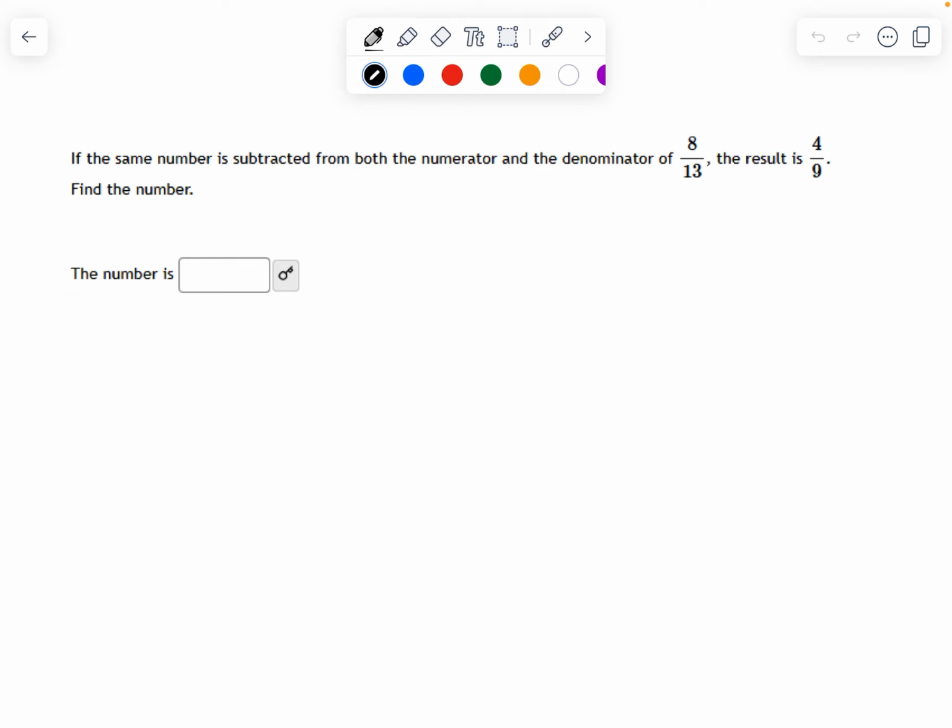If the same number is subtracted from both the numerator and denominator of 8/13, the result is 4/9. Find the number. Well, we know we have an 8/13 here, and then we know that we have some number, the same number, subtracted from both numerator and denominator of this fraction. So I have a number.